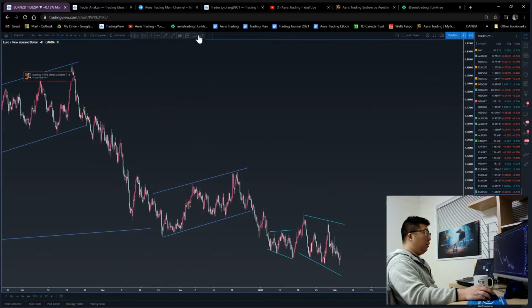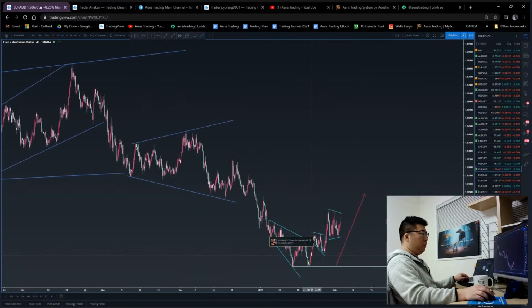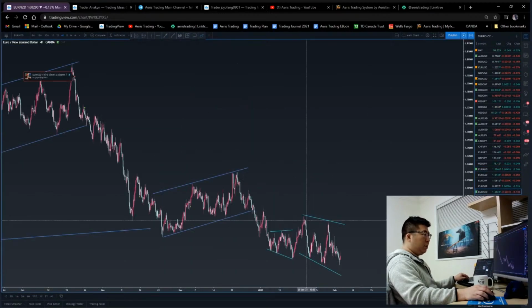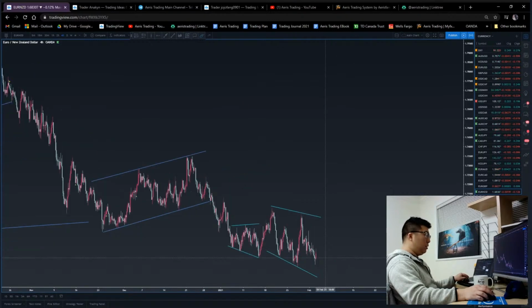Euro Aussie had clearly a bullish run, right? A bullish push upside. This is clearly a bullish push, correction, bullish push. I just haven't seen that in Euro Kiwi. I'm not seeing that yet, right? This is still kind of in the correction, still in the consolidation. I'm not seeing any strong bullish push followed by a continuation. This is why I'm still hesitant on this one.